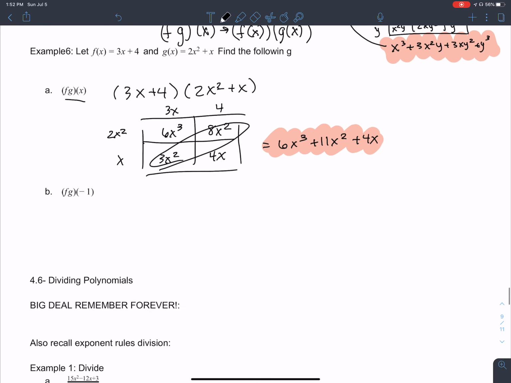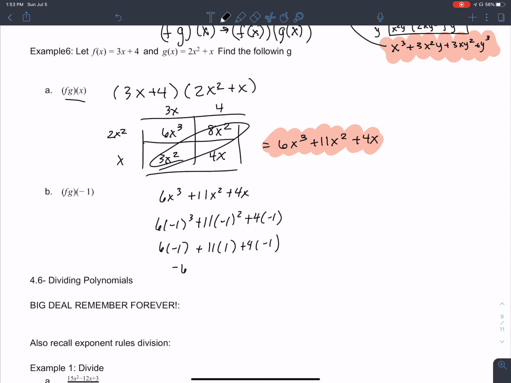All right. f times g of negative 1. Remember, we find f times g first, which we did, so we're not going to redo it. We're going to plug in negative 1 for 6x cubed plus 11x squared plus 4x. So 6 times negative 1 cubed plus 11 times negative 1 squared plus 4 times negative 1. Negative 1 to an odd power is negative, to an even power is positive. That's an odd power, so it's still negative. Negative 6 plus 11 minus 4 gives me 1. That's my answer. All right, that's 4.5.